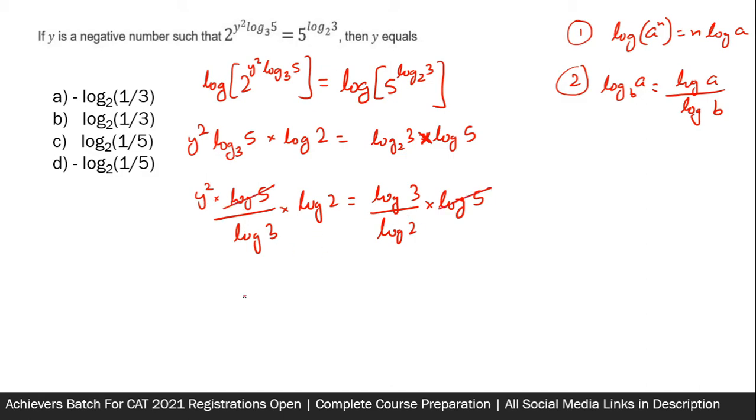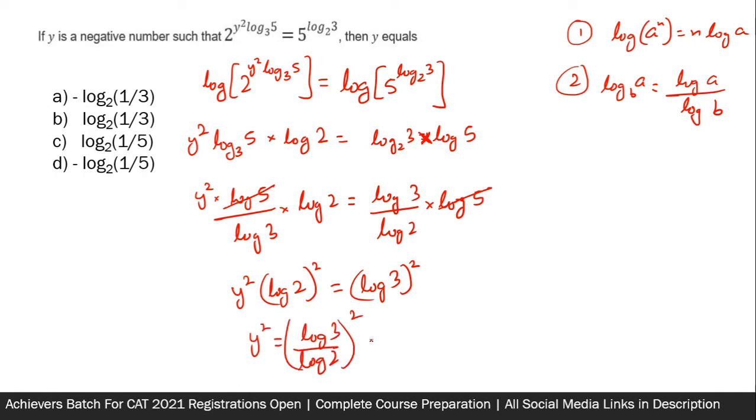So I can see that y square log 2 square equal to log 3 square. I can also write y square equal to log 3 upon log 2 whole square, or log 3 to the base 2 whole square. Why I did this is because I could see in the options there were all the logs with the base 2. Now it says that y is a negative number. So I know that since y square equal to this, y could be plus or minus. So I'm going to take it minus log 3 to the base 2.